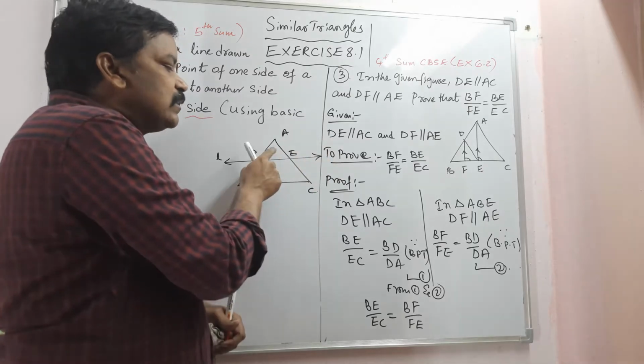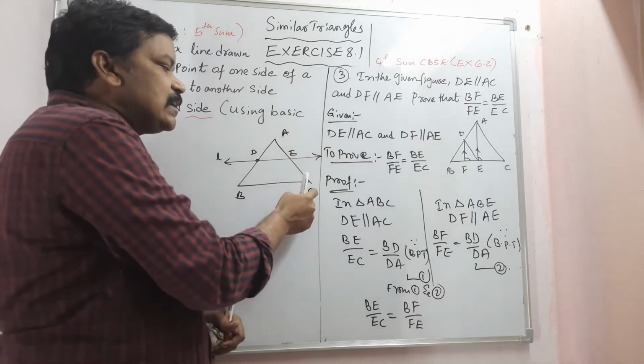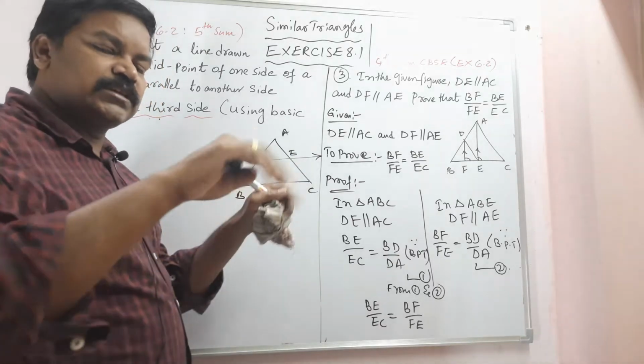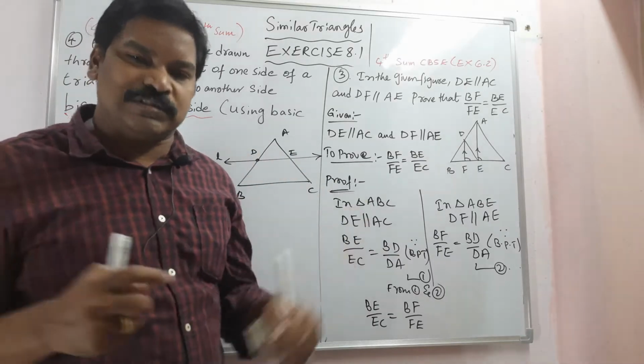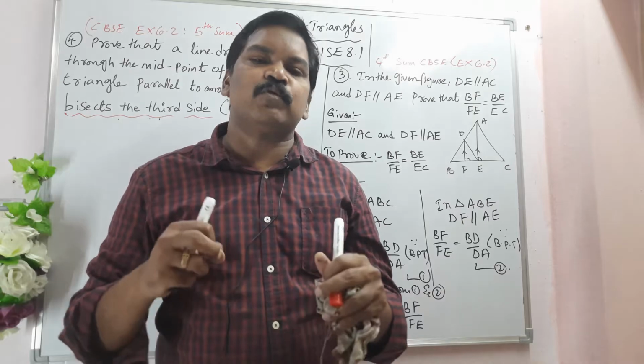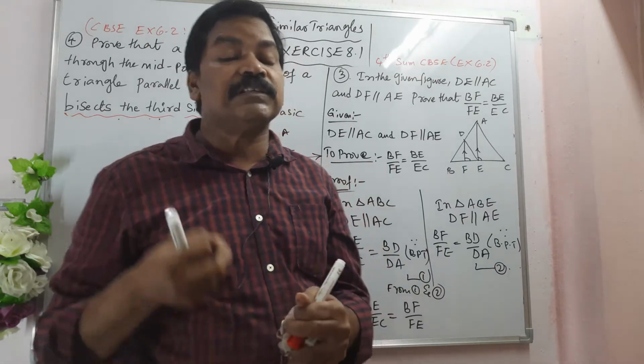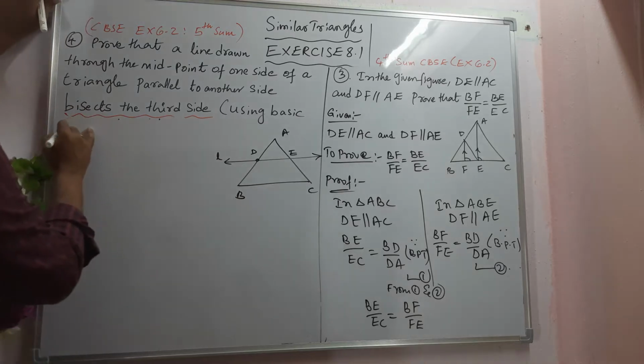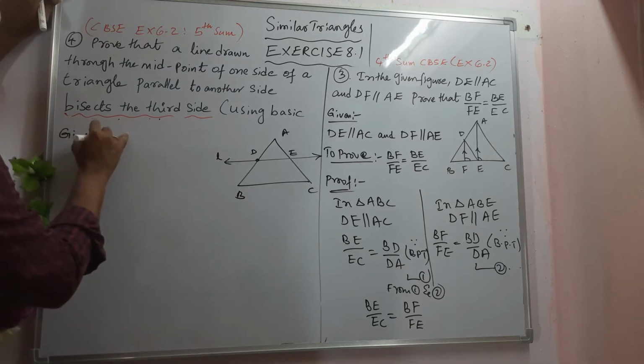And we proved these two triangles, ADE and CEF, are congruent to each other. Then we showed it's a parallelogram. It's a long process, but here our proof is very, very simple after we learned this basic proportionality theorem. Okay, let me write what is given here.